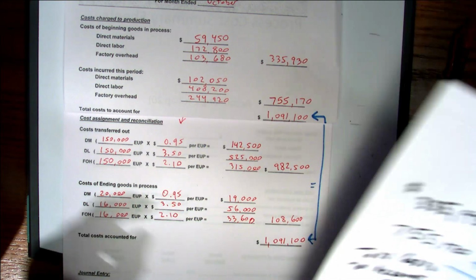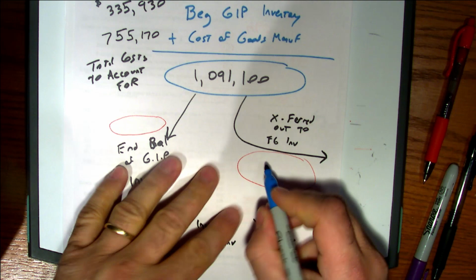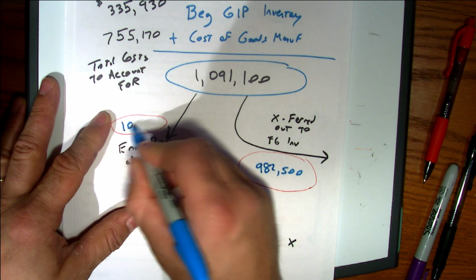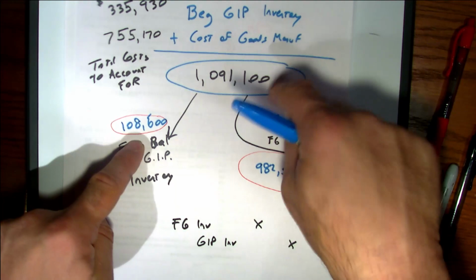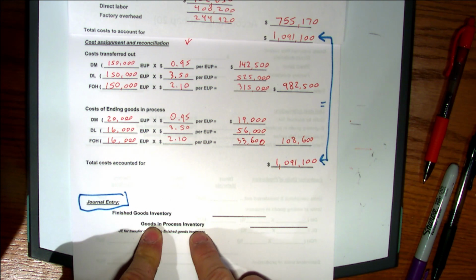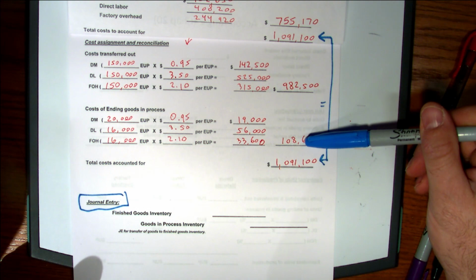Well, if you go back to the original equation, do we now know the numbers that go into these circles? Mm-hmm. We do, don't we? Well, how much was transferred out to finished goods? 982,500. What is the remaining balance of goods in process? 108,600. Does that plus that equal that? Yeah. It does. So now, do we know the number that goes into our journal entry to transfer out of goods in process inventory and into finished goods inventory? Yes, we do. And what number is that? Is it the top one or is it the bottom one? 982,500. It's this one right here.